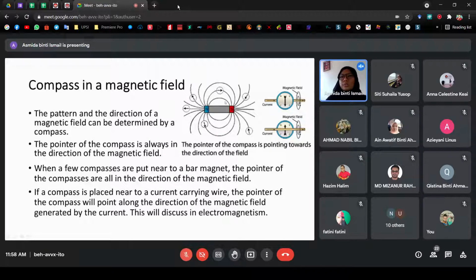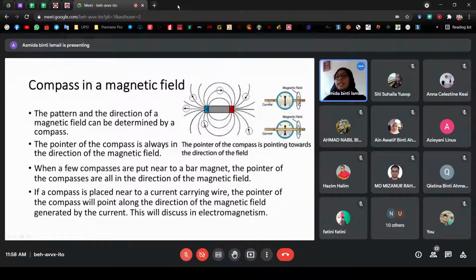Where is the south pole? When a few compasses are put near the bar magnet, the pointers of the compasses are all in the direction of the magnetic field. If a compass is placed near a current carrying wire, the pointer of the compass will point along the direction of the magnetic field generated by the current. This will be discussed in electromagnetism.